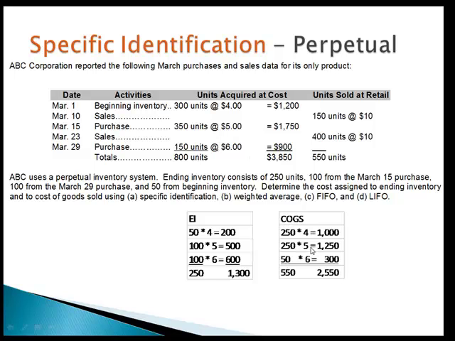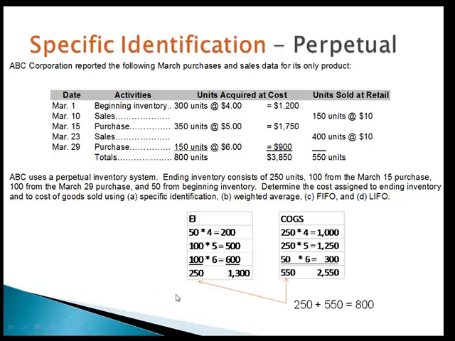At $5 cost, that'd be $1,250. For this last tier, we had 100 units in ending inventory. That means that 50 units must have been sold. 50 times 6 equals 300. Add those up. Cost of goods sold totaled $2,550. Ending inventory again was $1,300. That's specific identification. They tell you specifically what units were left or what units got sold.